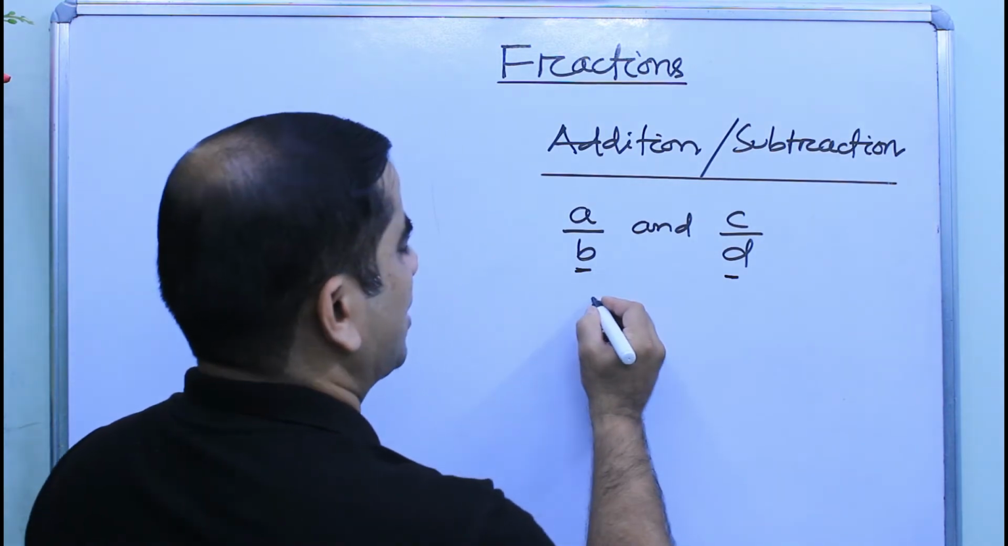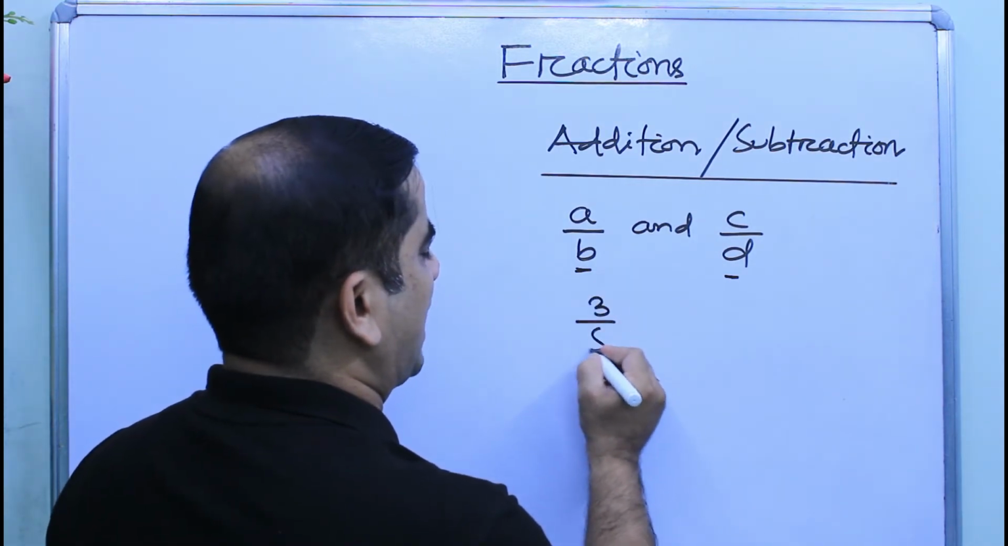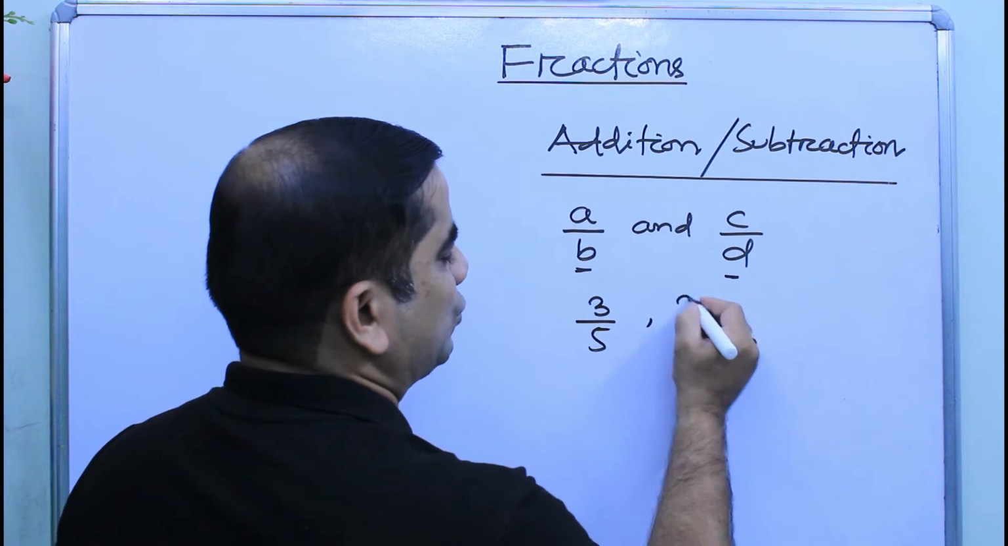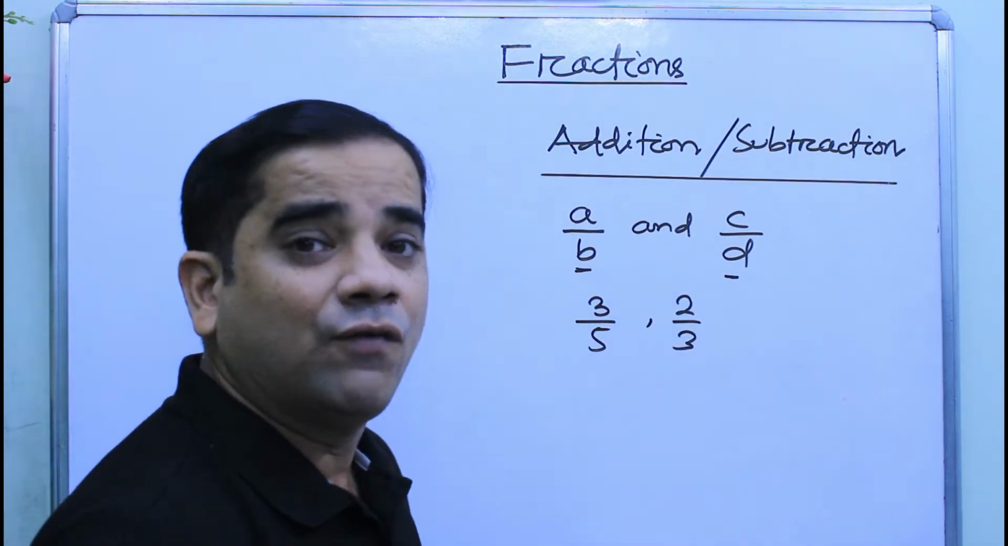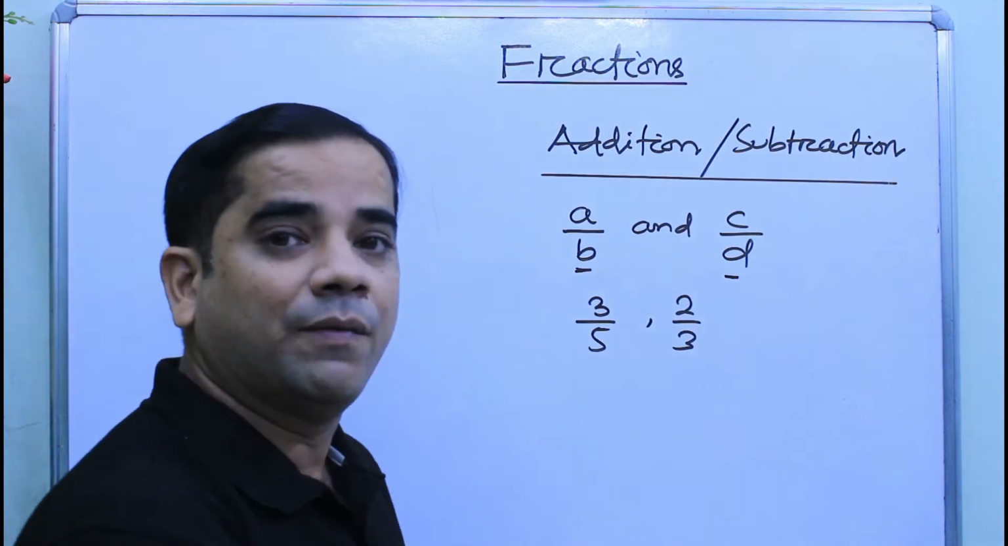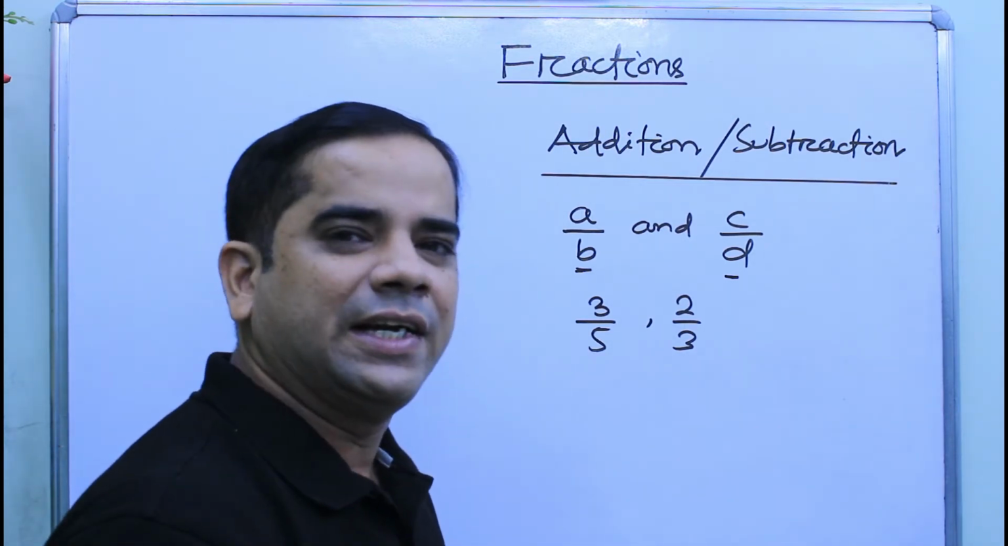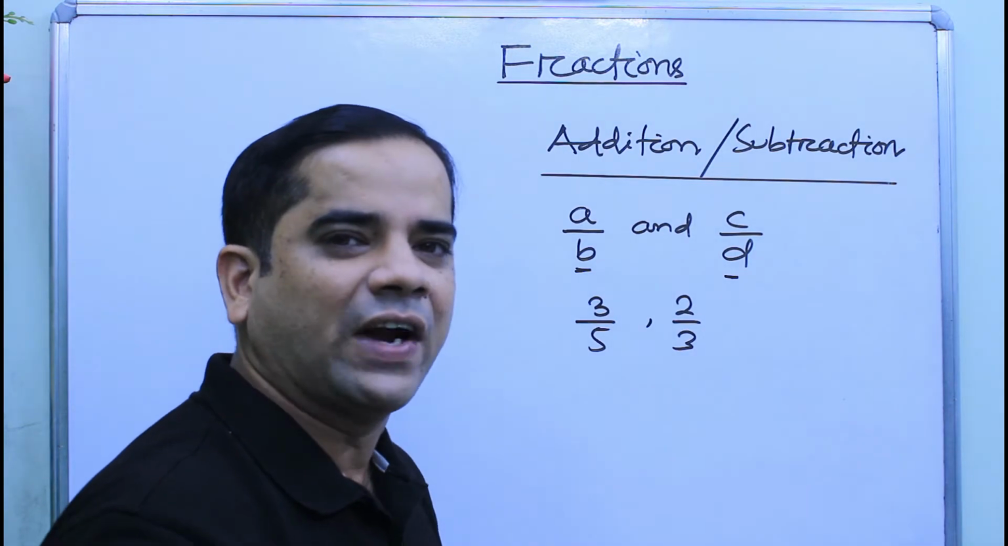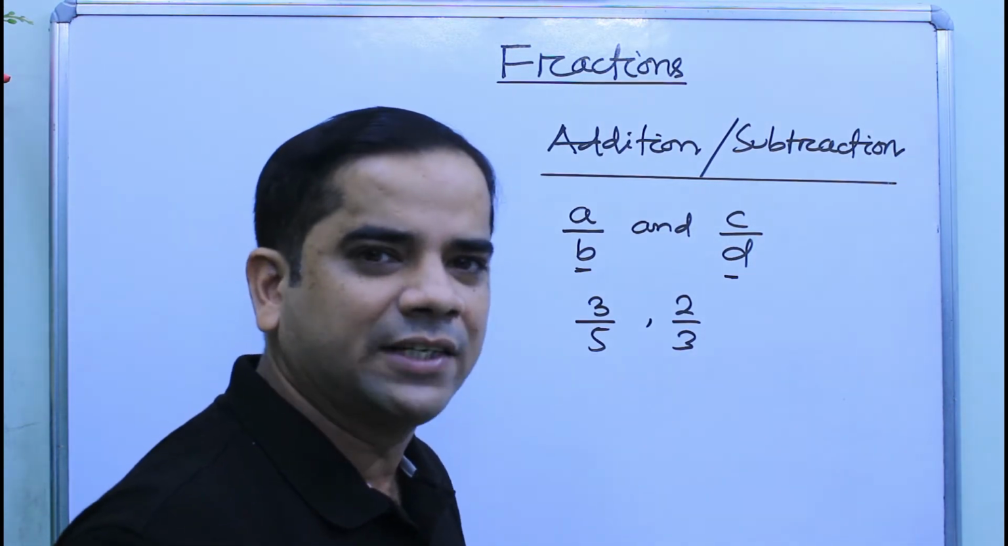Fine, suppose I have 3 by 5 and 2 by 3. If I wish to add these fractions, I need to convert them into equivalent like fractions. We have already discussed how to convert fractions into equivalent like fractions.